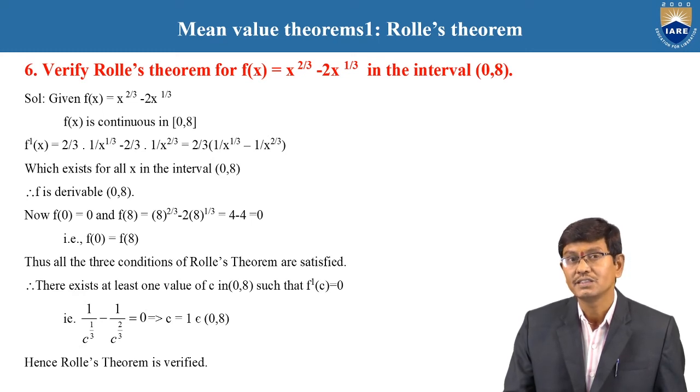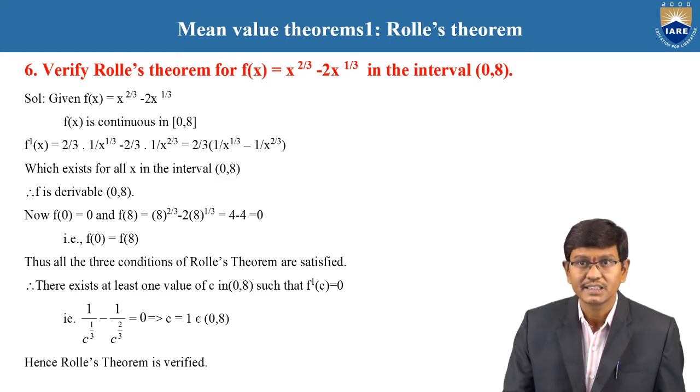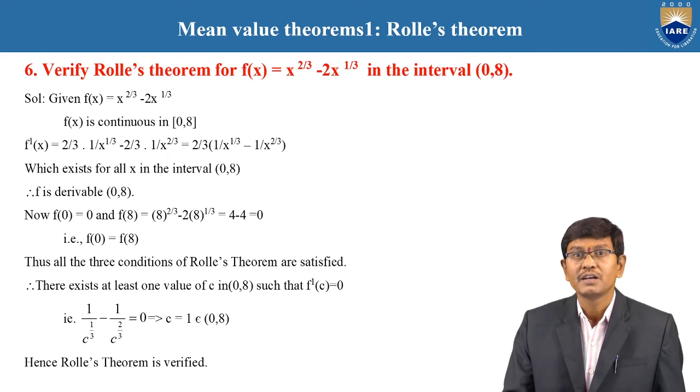The value is 4 minus 4, which is equal to 0. Therefore, f of 0 is equal to 0, and f of 8 is equal to 0. Therefore, f of 8 is equal to f of 8. Here the three conditions of Rolle's theorem are clearly satisfied. But we need to find out whether c lies in between a comma b or not, that is, whether it lies in between 0 and 8.